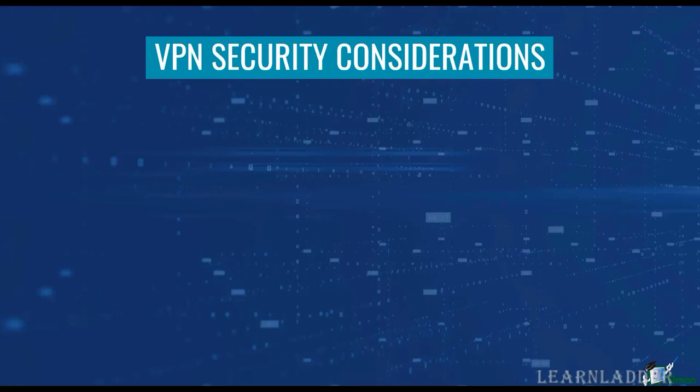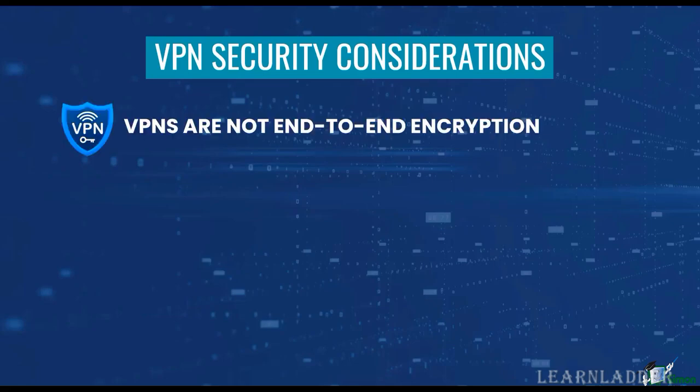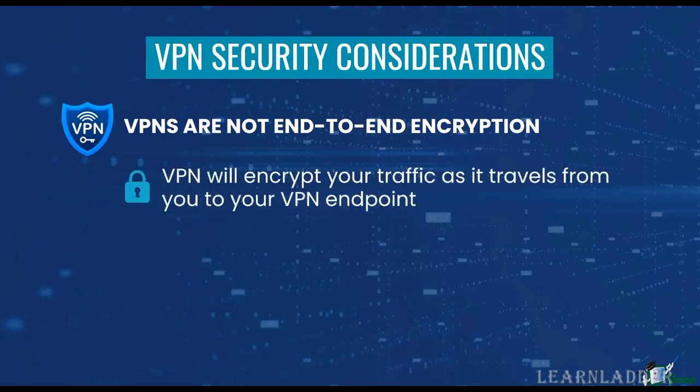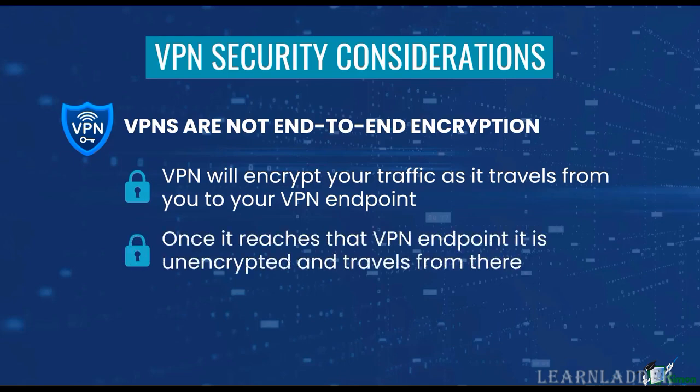One of these is that VPNs are not end-to-end encryption. This means that a VPN will encrypt your traffic as it travels from you to your VPN endpoint, wherever that is. It could be a public VPN provider, or it could be an endpoint on the corporate network. However, once it reaches that VPN endpoint, it is unencrypted and travels from there, just like it would have if you weren't using a VPN.